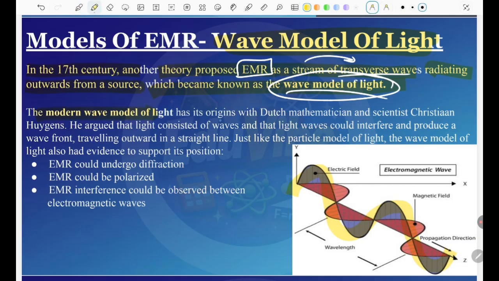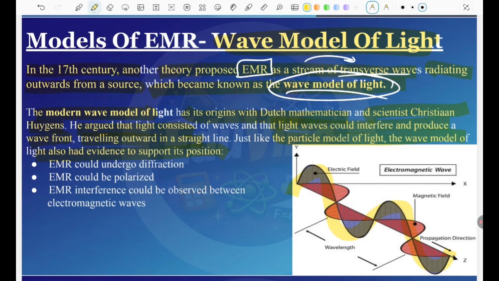The modern wave model of light has its origins with the Dutch mathematician and scientist Christian Huygens. He argued, using the concept of waves, that light waves could interfere and produce a wavefront traveling outwards in a straight line, just like the particle model of light. So light can also be compared with waves, traveling outward in a straight line too.